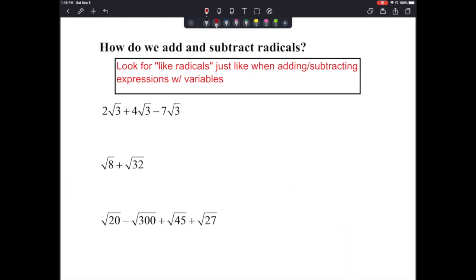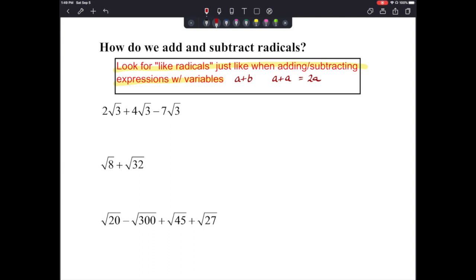How do we add and subtract radicals? Well, we look for like radicals, just like when adding, subtracting expressions with variables, right? We know something like a plus b, we can't simplify anymore, but I could do a plus a, and I know that is 2a. So we treat radicals like variables when we are trying to combine like terms.